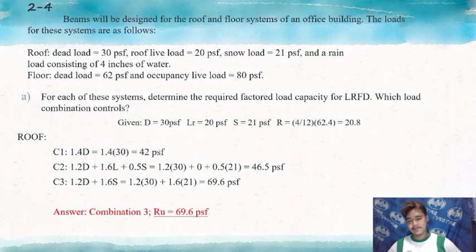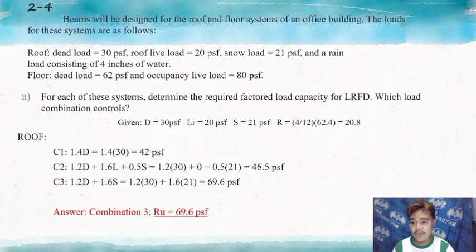For our fourth problem, beams will be designed for the roof and floor systems of an office building. The loads for these systems are as follows. For our roof, we have a dead load which is equal to 30 PSF. For our roof live load, which is equal to 20 PSF. Snow load, which is equal to 21 PSF. And our rain load, consisting of 4 inches of water. For our floor, we have a dead load of 60 PSF and occupancy live load. Our PSF stands for pounds per square feet.